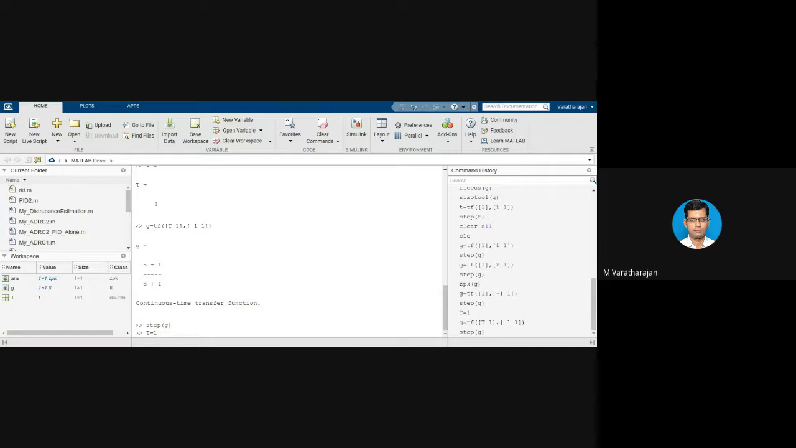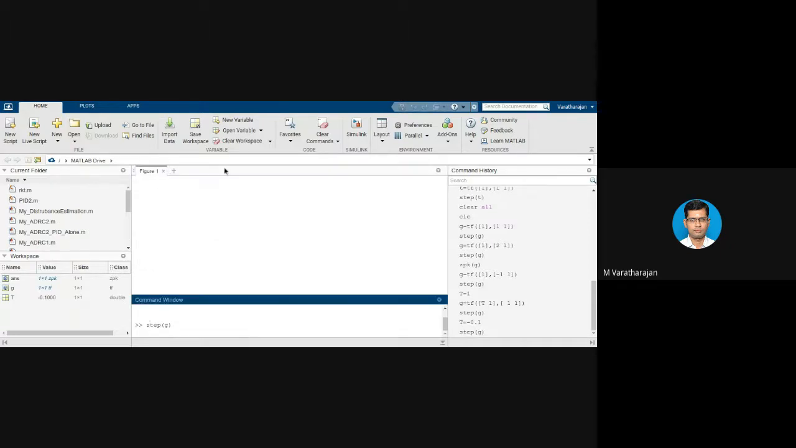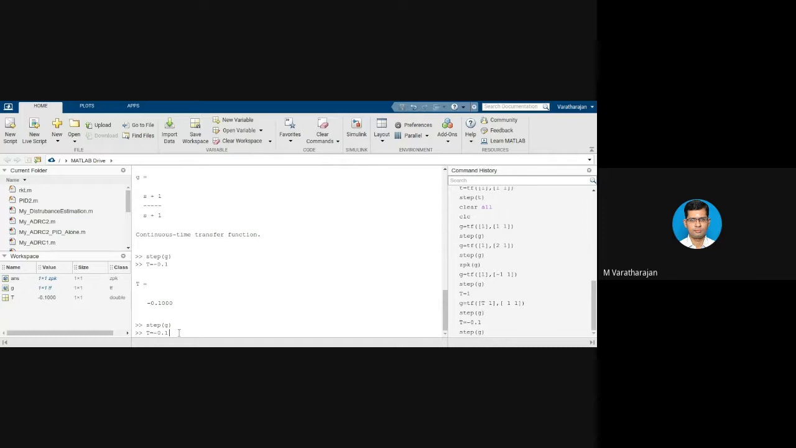Let us change the value of t equal to minus 0.1. Let us observe the response. I have not created the transfer function, sorry. Let's observe the response.